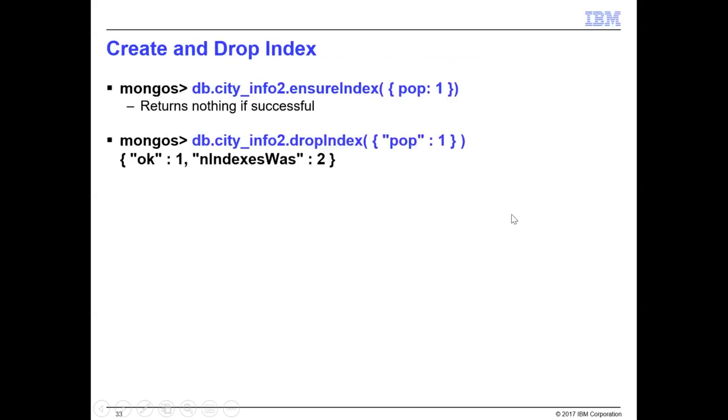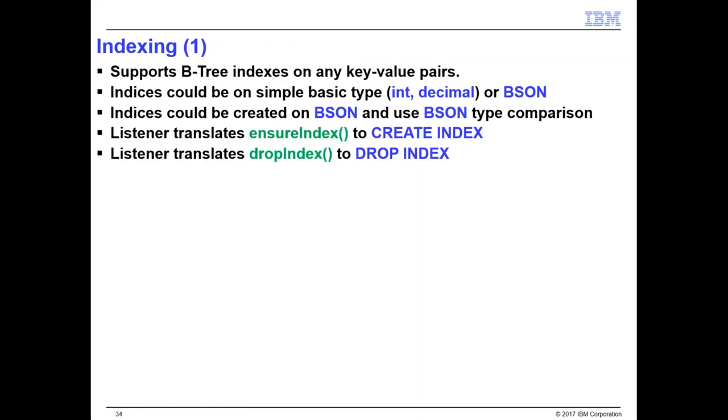So it can also create and drop indexes. Why they ever called it ensure index is beyond me, but that's how you create indexes. Now these are non-unique indexes in each case. Supports B-tree indexes on any key value pair. Indices can be on simple basic types or on a BSON. Indexes can be created on BSON and use BSON type comparisons. The listener translates ensure index to create index and drop index to drop index.